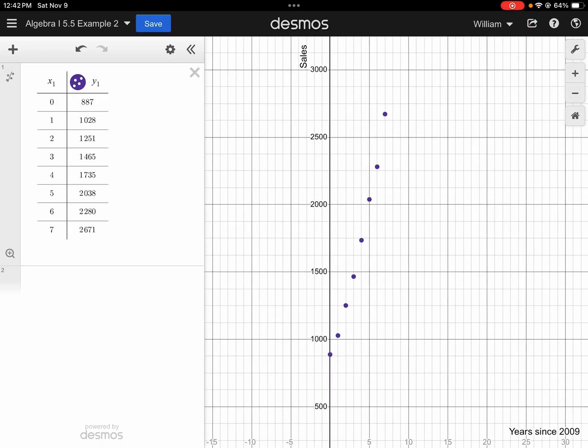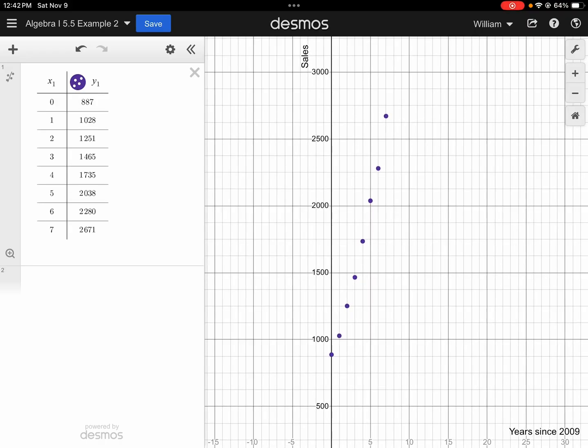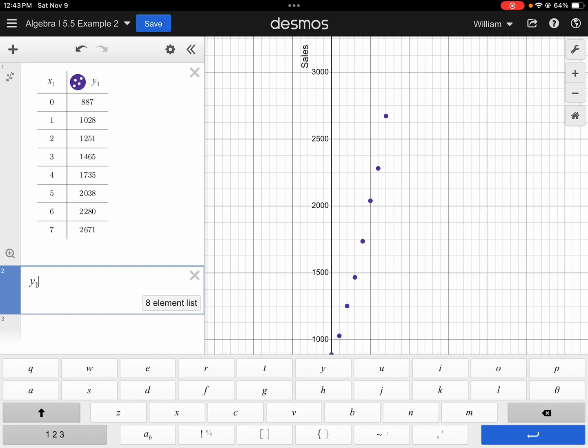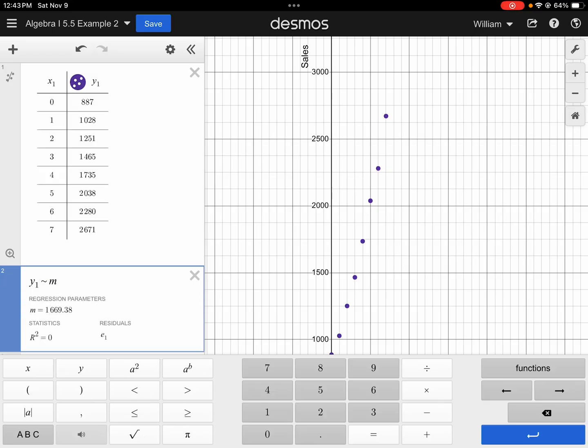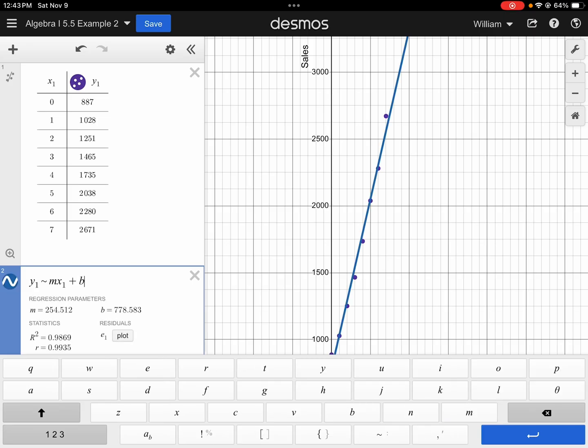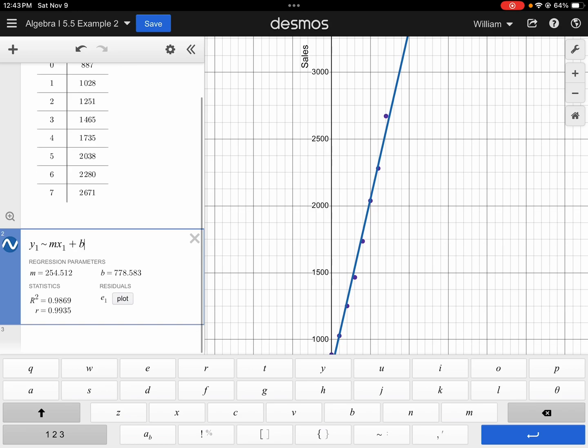Now I can see my data and look at it. It looks kind of linear. Looks like it curves a little bit, doesn't it? So let's find the equation. So I'm going to go y1 tilde m x1 plus b. And notice my R is 0.99. That's a pretty darn good fit, isn't it?